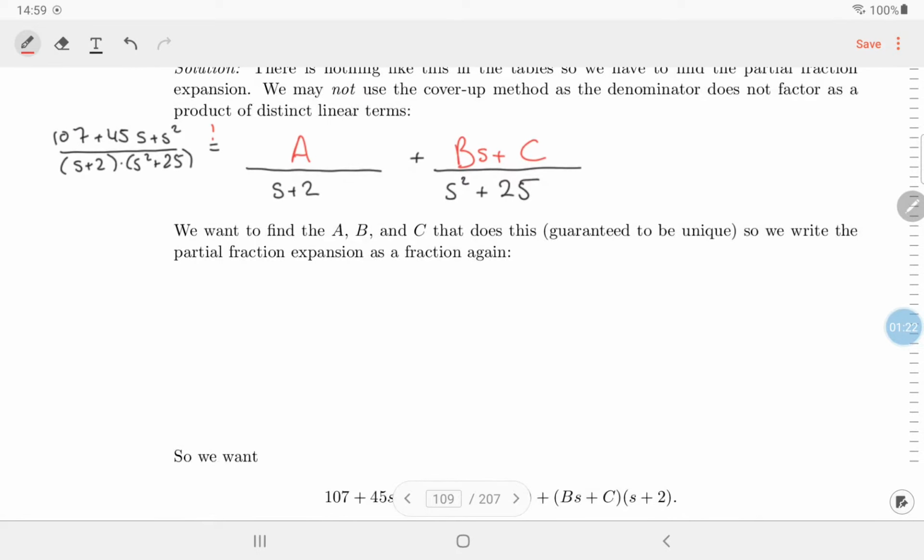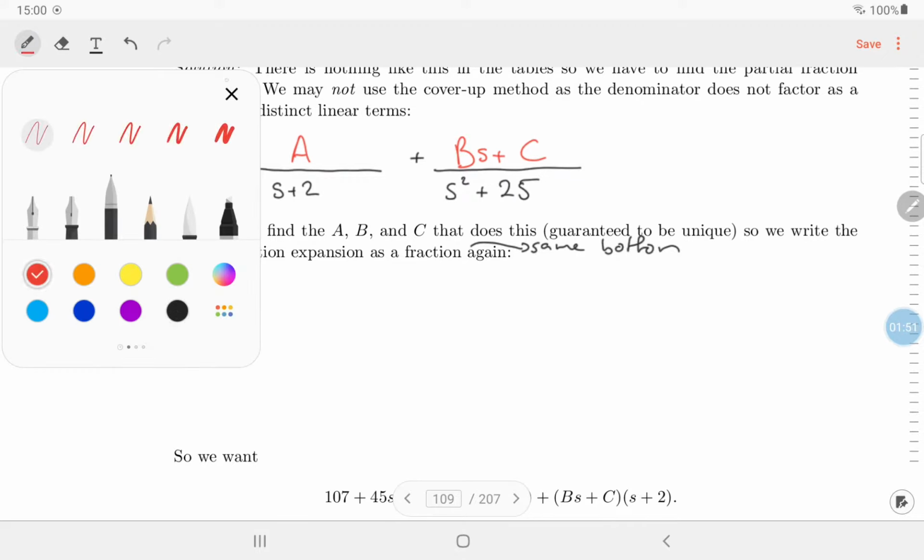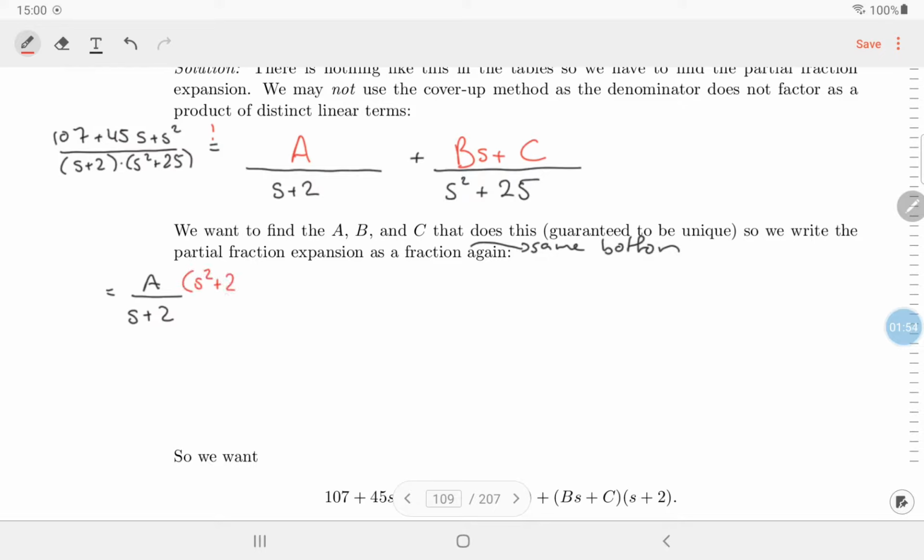So what we're going to do is write this as a single fraction again, but with the same denominator, same bottom. And how we could do that is, well, we want s plus 2 times s squared plus 25. So looking at a over s plus 2, we need to multiply that above and below by s squared plus 25. Okay, and that red thing is equal to 1. That doesn't change anything. That should be 25. Okay, plus the second thing we need to multiply above and below by s plus 2.